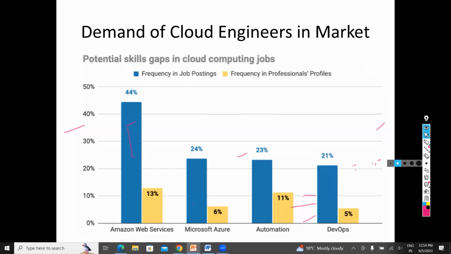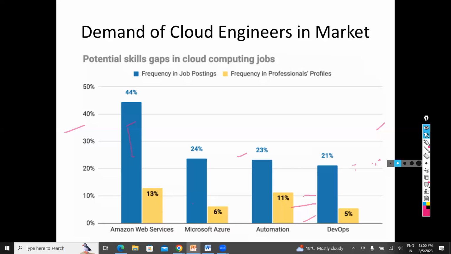As of now, if you see, in AWS the demand is 44%, right? And right now, we have only 13% engineers with the skills or profiles who are fulfilling organizations' requirements. So you can see how much gap we have, right? So it is not a question of whether I will get a job or better options after learning this skill.